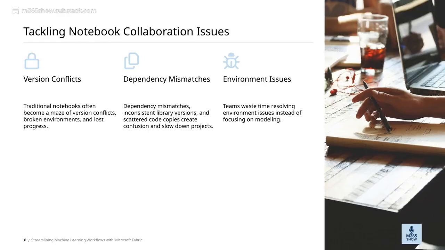Dependency mismatches are a big headache. Traditional notebooks often turn into a maze of version conflicts, broken environments, lost work, and frustration building up. When dependencies aren't aligned, it's like trying to fit puzzle pieces that don't quite match. Version conflicts only add to the chaos. Different team members might be working with different library versions, leading to inconsistent results and extra troubleshooting.